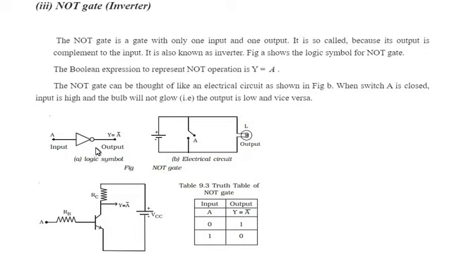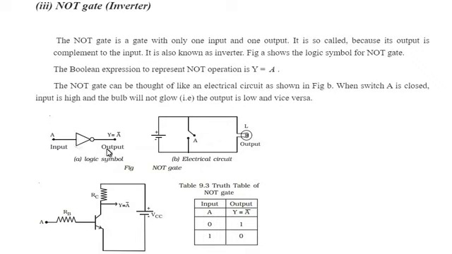The NOT gate is a gate with only one input, okay, and one output. It is so called because its output is complement to the input. It is also known as inverter. This other figure shows the electrical circuit, and this is the symbol of NOT gate. All of you have to carefully observe the symbol of NOT gate. It has a bubble. Okay. So this bubble shows this gate gives the complemented output.